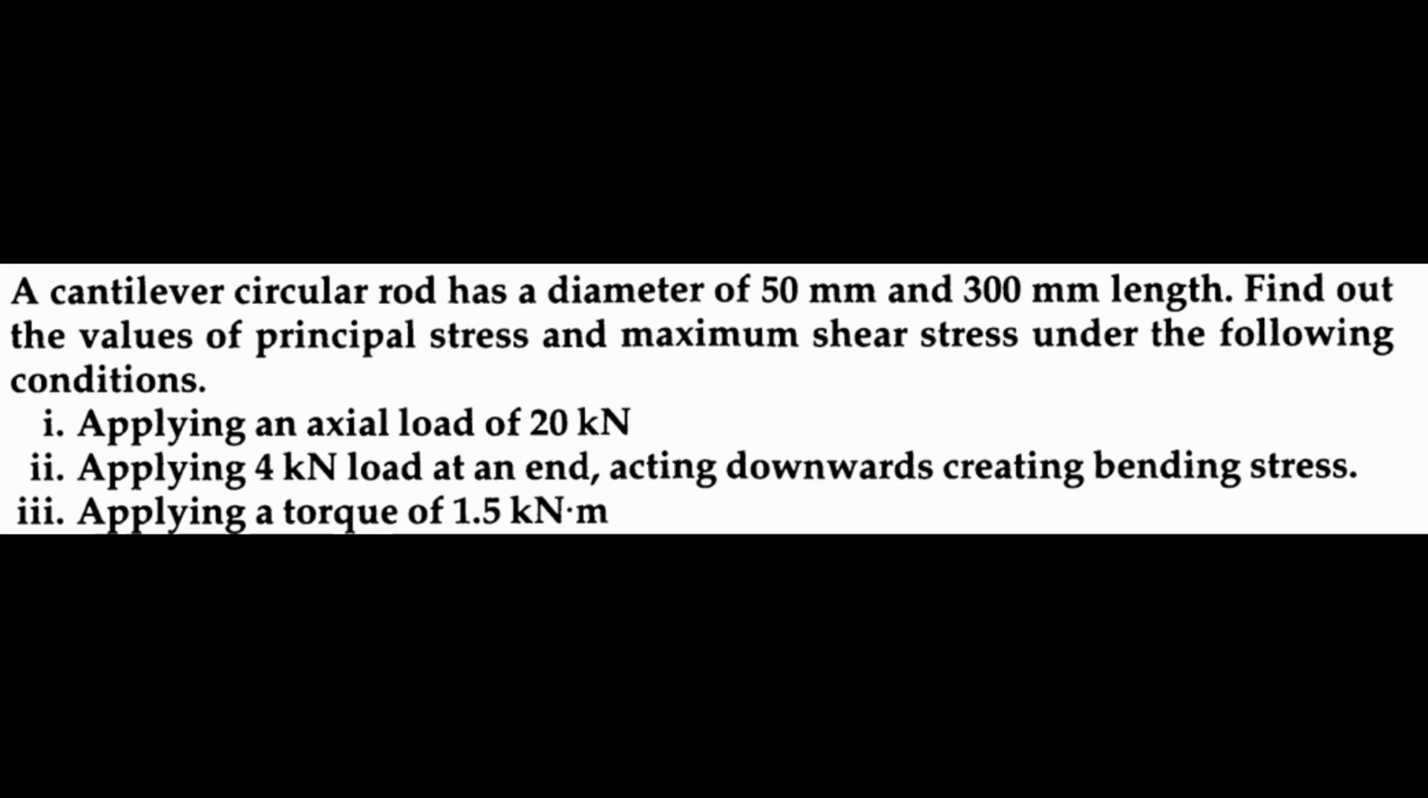First one, an axial load of 20 kilonewton. Second one, a bending load of 4 kilonewton, which is acting downward. And third one, a torque of 1.5 kilonewton meter is acting. So we have to find the principal stress and maximum shear stress on each of these three conditions. Okay, let's look at how to solve this one.